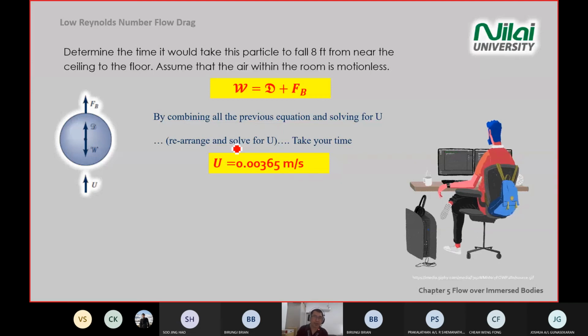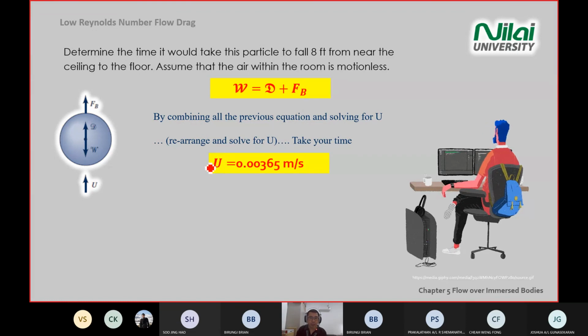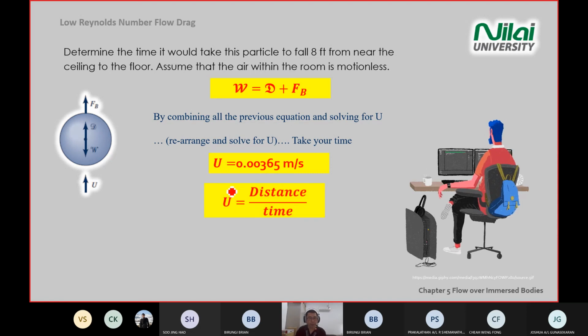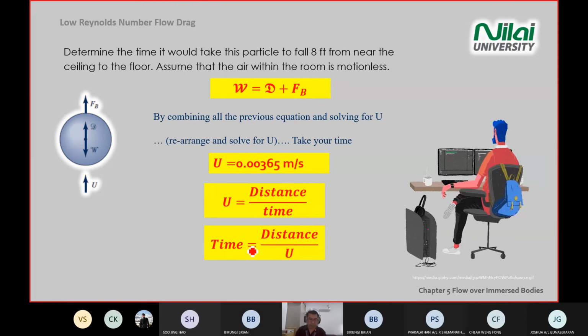Try to understand what you're trying to do, right? We find the equation for W, we find the equation for drag, we find the equation for FB, we rearrange the equation, refer to the correct table. At the end, there is still one unknown that we do not know, which is the u. U is missing in the equation, so you find the u. So from the u, you can find the time to reach the floor. So we know that speed is distance divided by time. So rearrange, get the time equal to distance divided by speed.